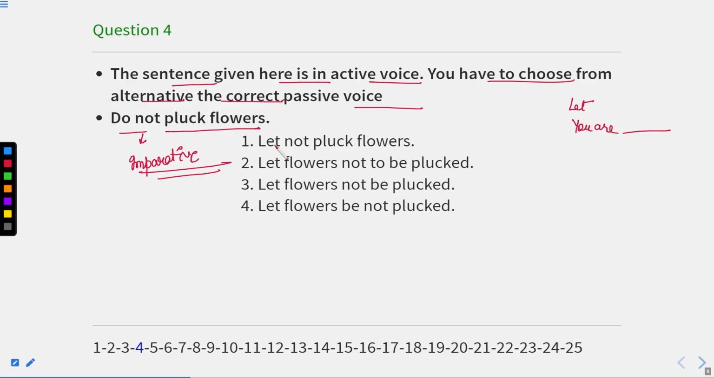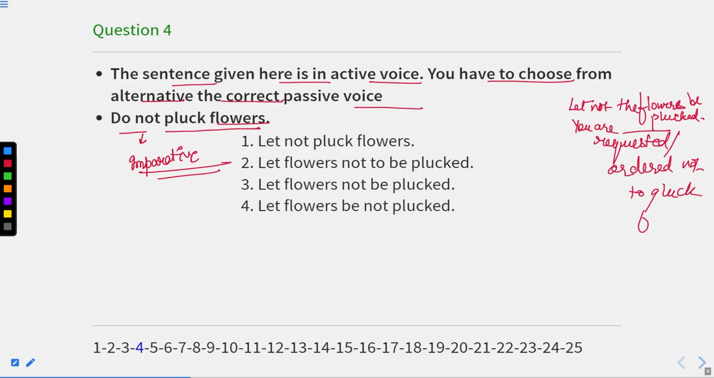Now, do not pluck flowers is somewhat like an order, so we can say let not the flowers, now the object is flowers. Okay, let not the flowers be plucked. Or what we can do, you are requested or you are ordered not to pluck flowers. Okay, you are ordered not to pluck flowers. So these two can be the structures. Now let us see what the structure given over here is.